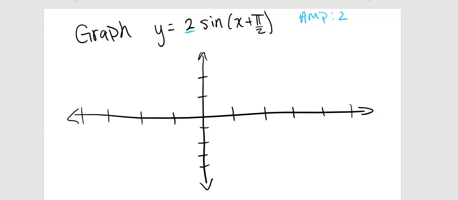Now let's take a look and see if I have any period changes. The period is going to be found in front of the x, so somewhere right there. We don't have anything, so that means we must assume that our period is still 2 pi.